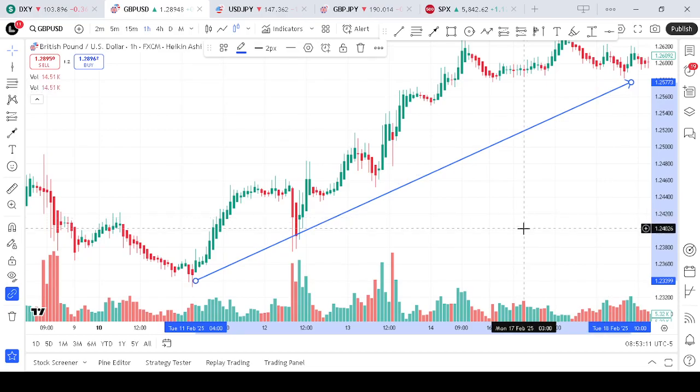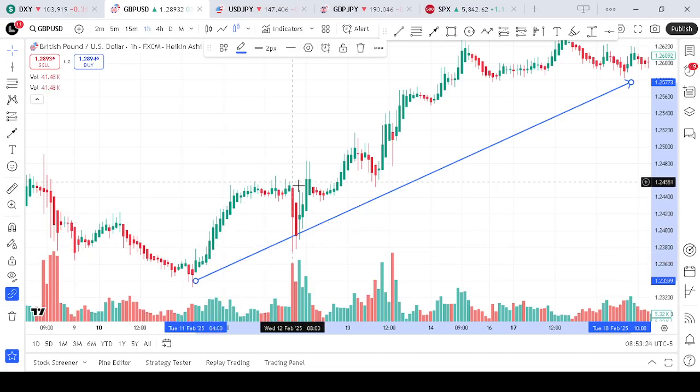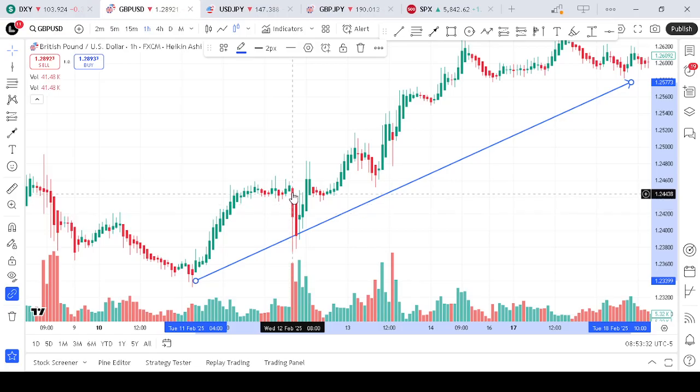When we observe these pullbacks, when you see a series of green Heiken Ashi candles in an uptrend, wait for a red candle to appear, signaling a potential pullback. As you can see, the red candle appears signaling a potential pullback. This is your opportunity to enter the trade when the next green candle forms. So you enter the moment you see the next green candle.